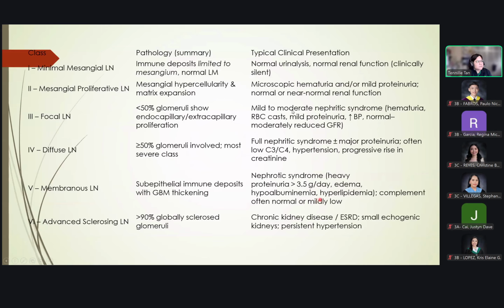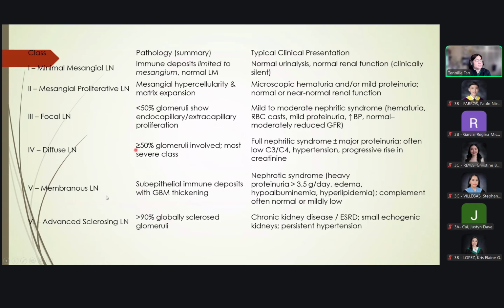So this is a classification for lupus nephritis. You don't need to memorize it, but I did want to give you an idea of how the disease works. So the classification is from minimal mesangial lupus nephritis up until advanced sclerosing lupus nephritis. So patients can actually jump from one of the different classes to another, except, of course, for the advanced sclerosing lupus nephritis.